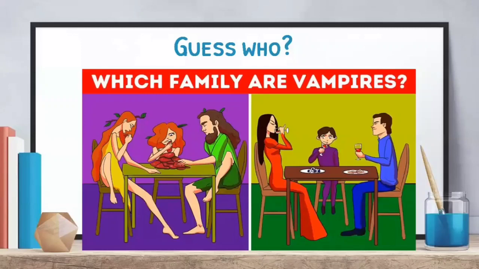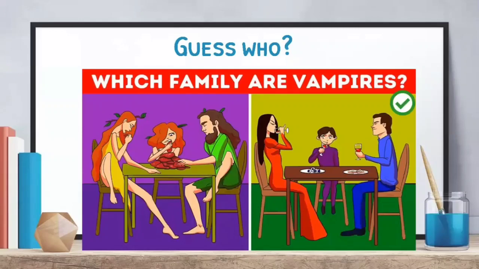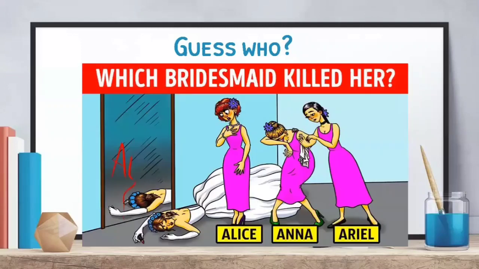Guess who? Which family are vampires? That's right. So the picture on the right side are the vampires. They were dressed formally while they were eating on the dining table with certain parts of human bodies, like eyeballs, fingers, and of course they are drinking blood of the people. All right? Very good. So now let's proceed with our next pictures.